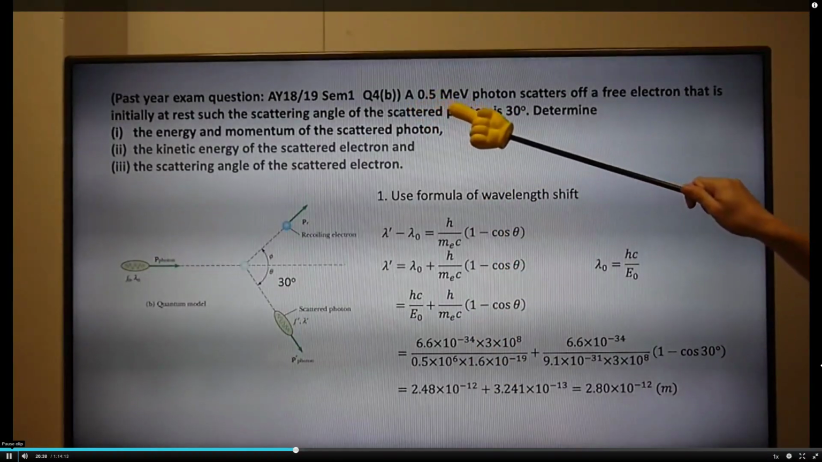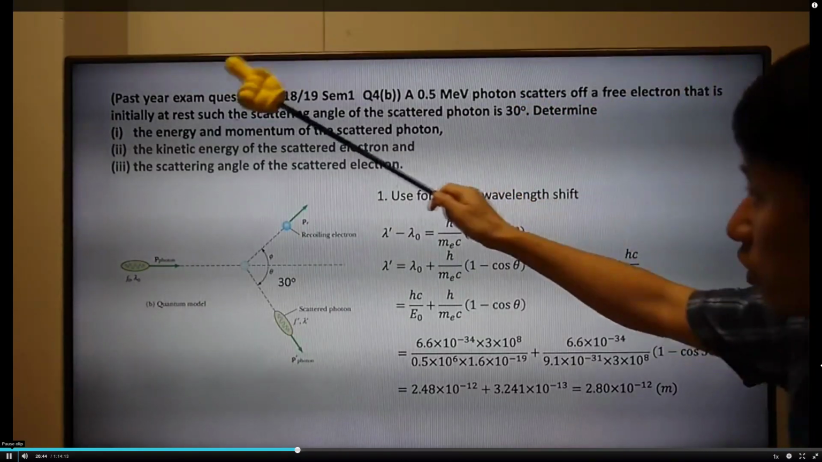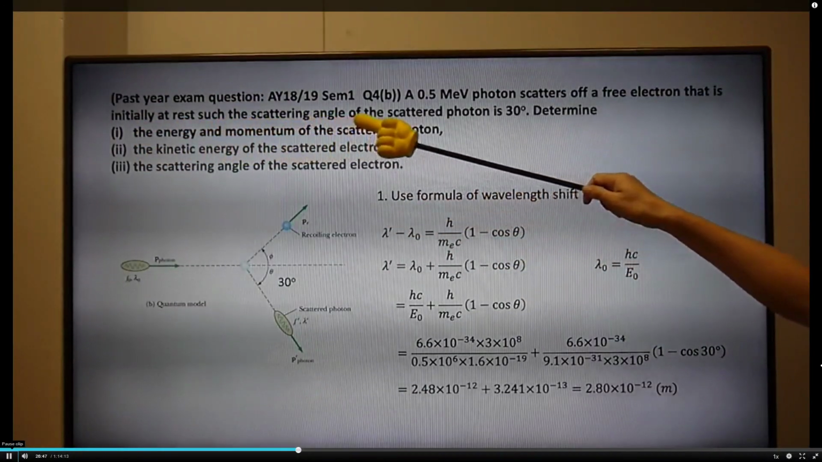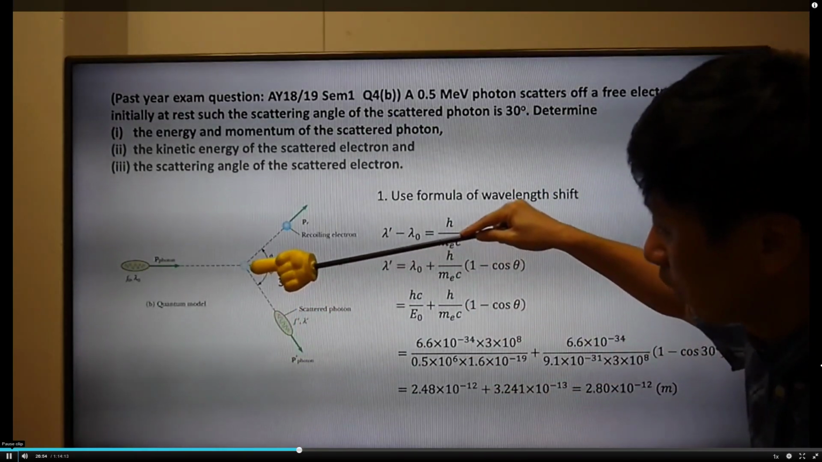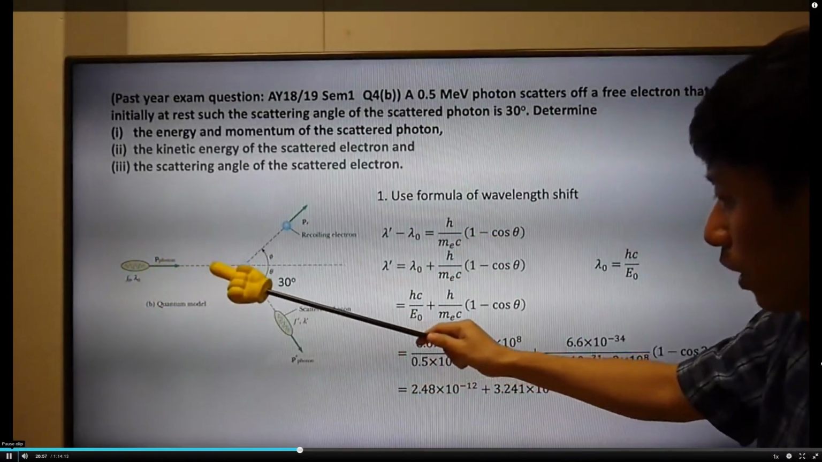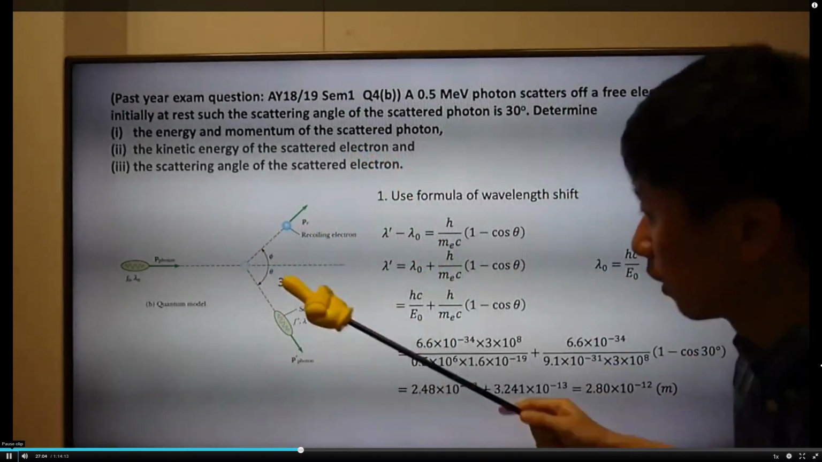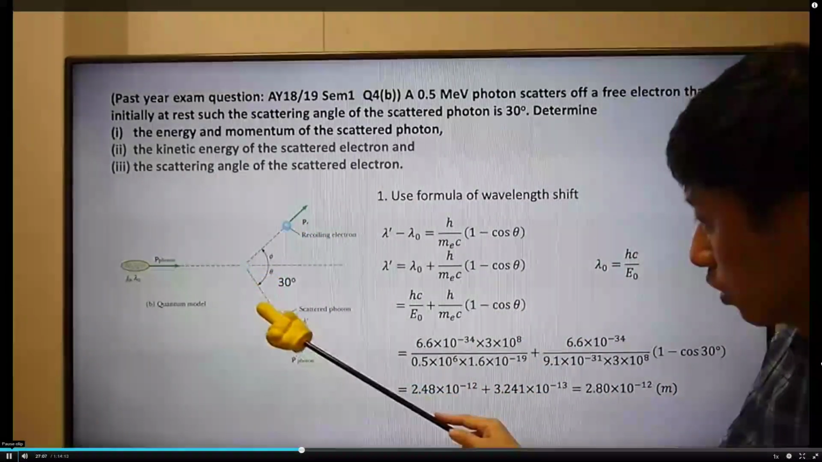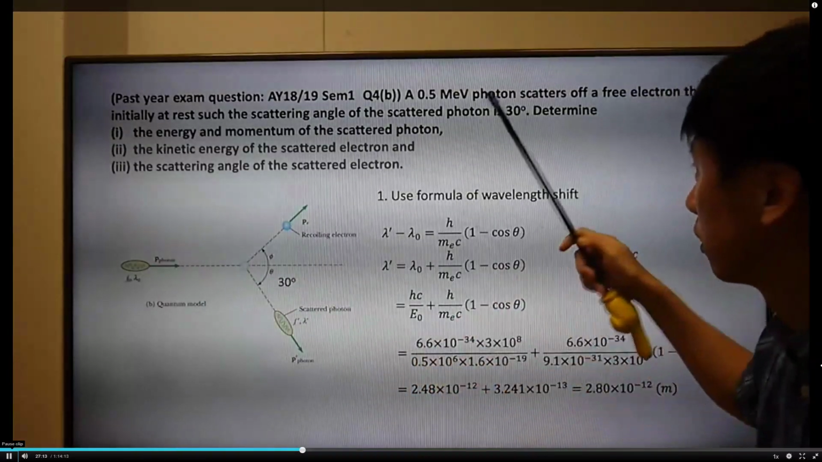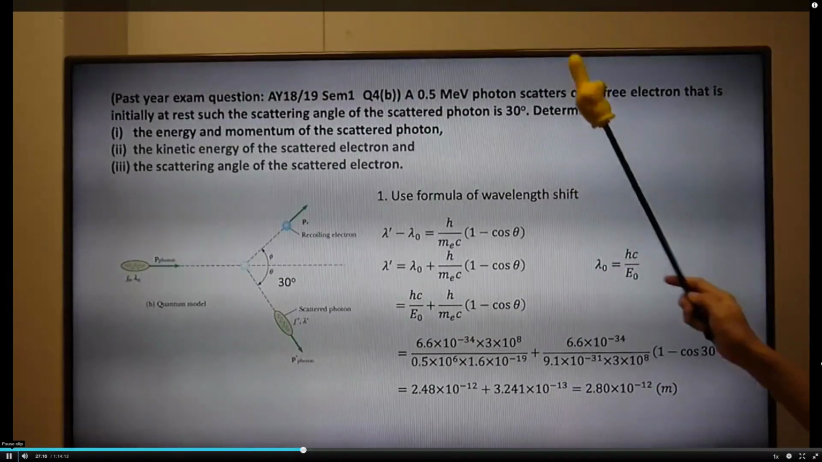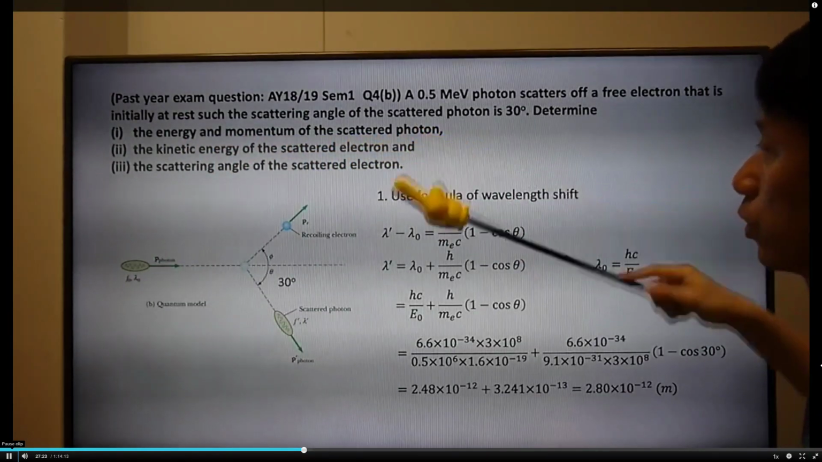A 0.5 mega electron volt photon scatters off a free electron that is initially at rest, such that the scattering angle of the scattered photon is 30 degrees. So we have a resting electron here, then the incident photon collides with it. Then the electron is scattered along this direction, the angle is B. Then the photon is scattered along this direction. Then this theta is 30 degrees. This is given in the question. Alright, determine number 1, the energy and momentum of the scattered photon.